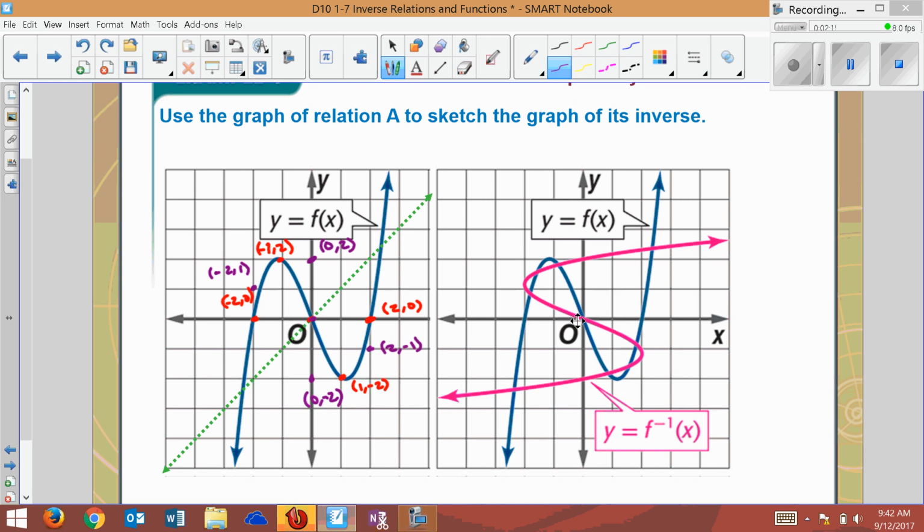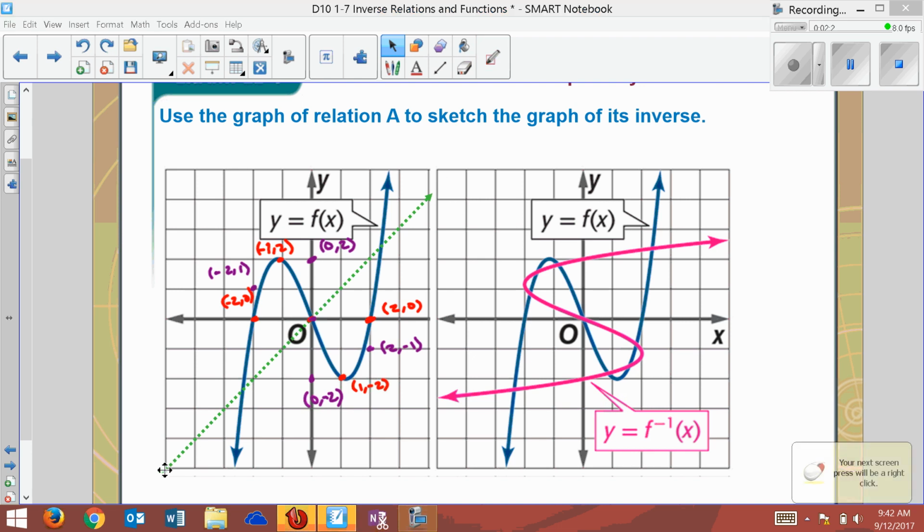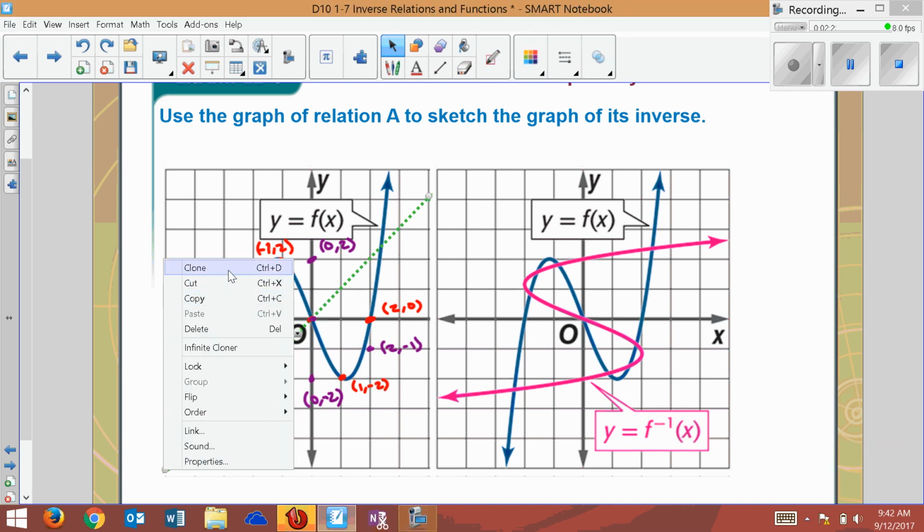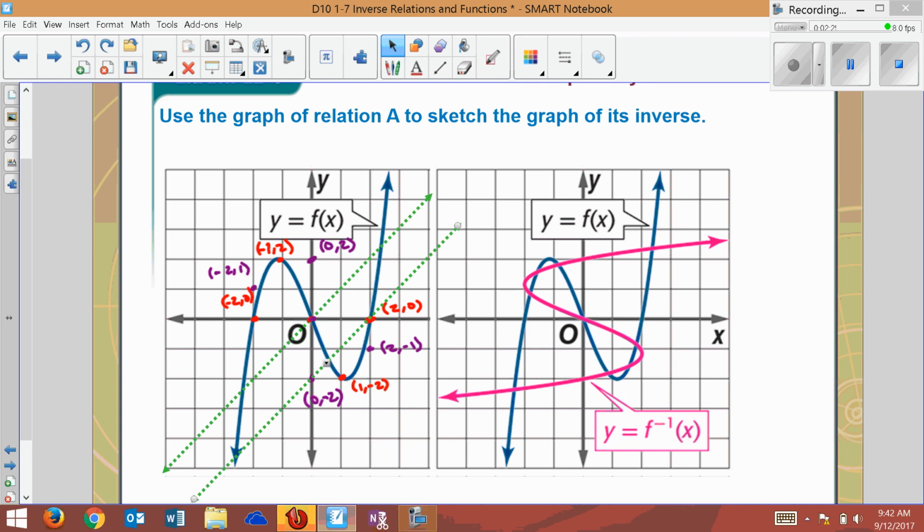All right, so on this, now let's check this line. If I copied this here, would it reflect over? Would these purple line, would the two lines be reflections of each other? And you see that they are. So it is, in fact, how you find an inverse by sketching.